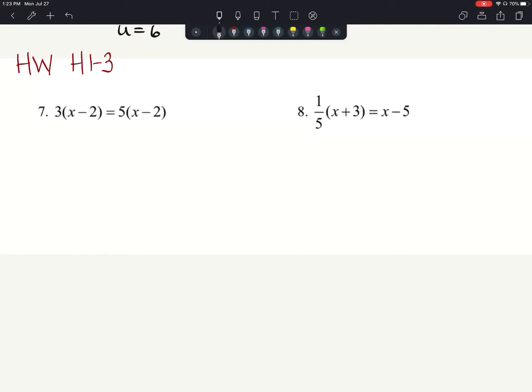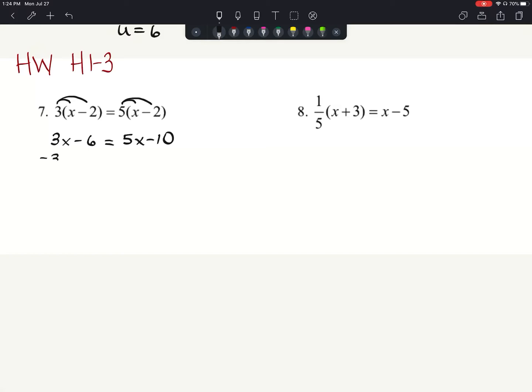What I would suggest to you is just going ahead and using that basic method of distributing through on each side to simplify the left expression and the right expression. So 3x minus 6 should equal 5x minus 10.